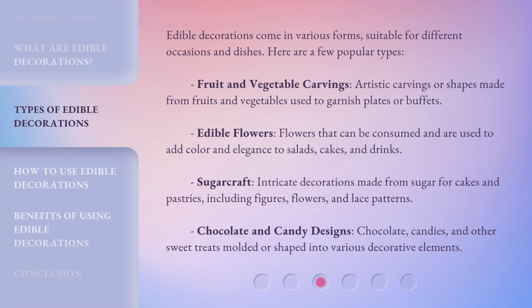Edible decorations come in various forms, suitable for different occasions and dishes. Here are a few popular types. Fruit and vegetable carvings: artistic carvings or shapes made from fruits and vegetables used to garnish plates or buffets. Edible flowers: flowers that can be consumed and are used to add color and elegance to salads, cakes, and drinks.